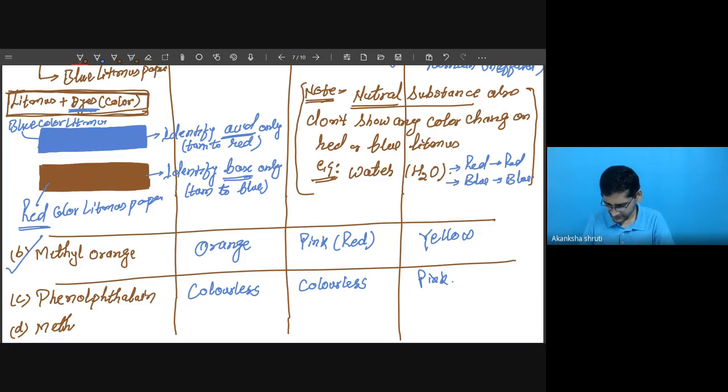Methyl red, inherently it is red in color. There is no change in base, but in acid it changes to yellow. Also, phenolphthalein and methyl red are not important for you, but in NTSC they may be given in the options.